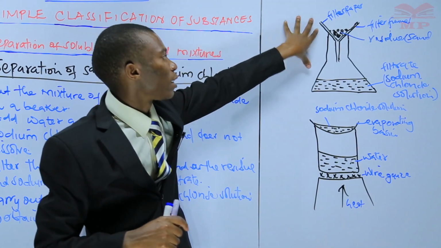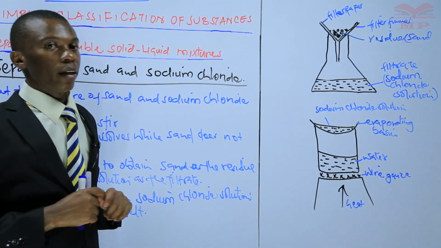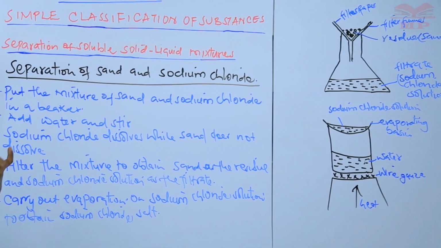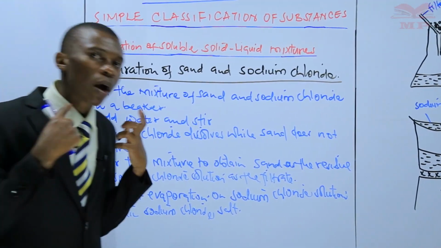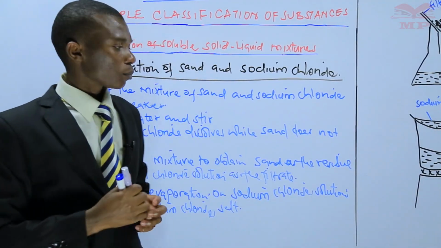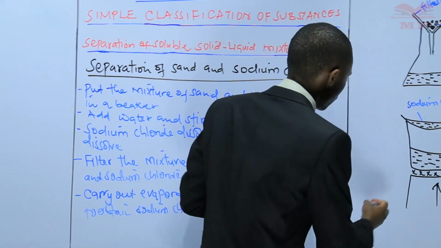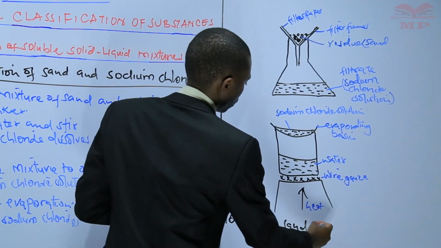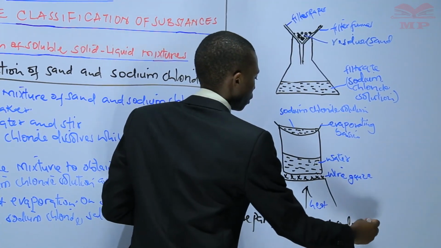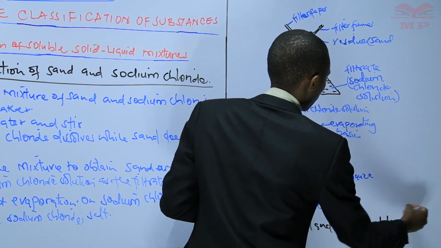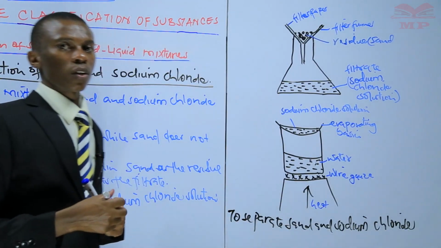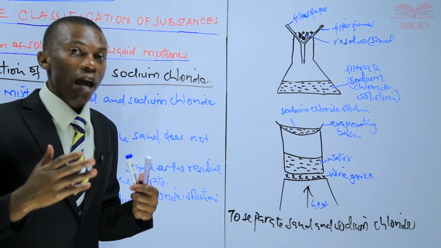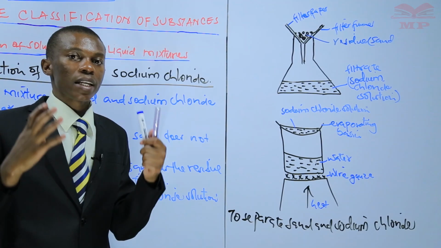Then you will now have obtained sodium chloride from this one. You will have removed sand in the previous experiment or the previous step. And therefore, to separate sand and sodium chloride requires a combination of two methods. The methods are filtration and evaporation.